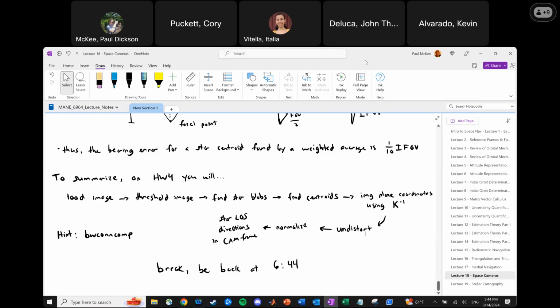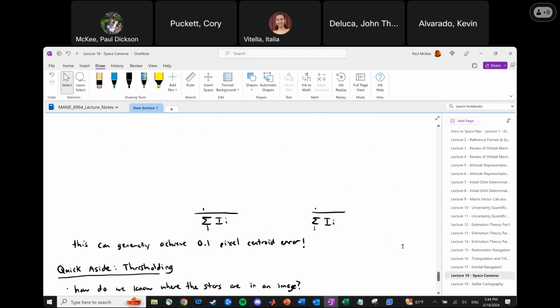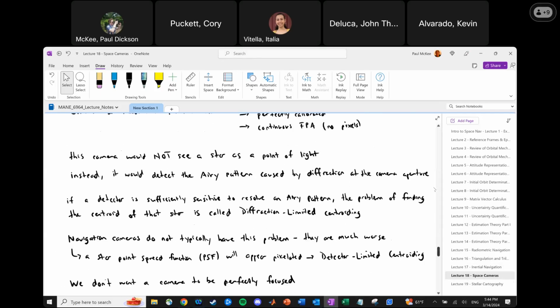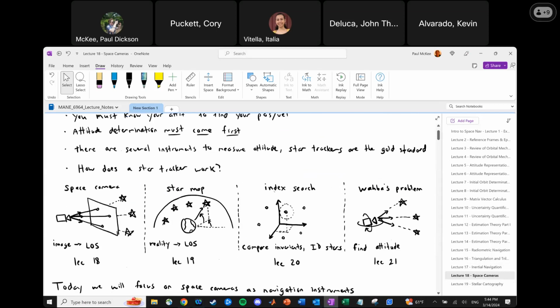All right, I think that's good. It's a good spot to pick back up again. So I want to continue by starting on lecture 19, which is really only going to be about half of class today, which is talking about stellar cartography. So cartography meaning maps, right? A cartographer is somebody who makes maps.